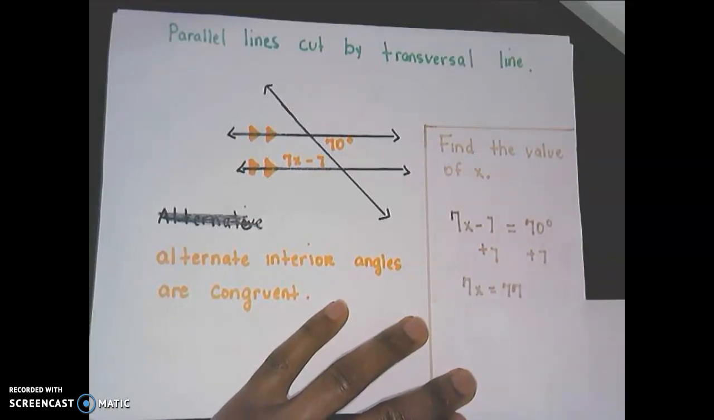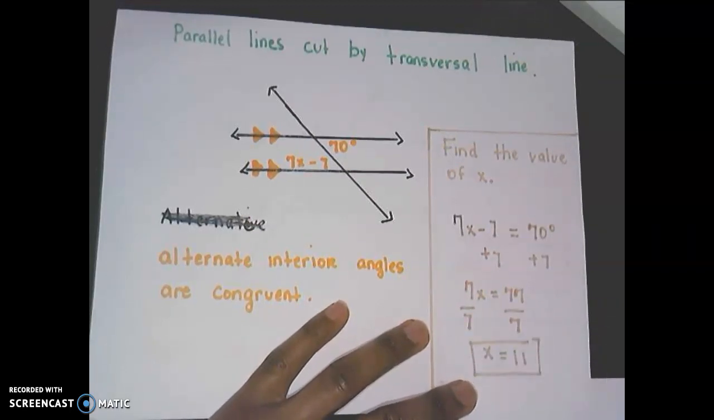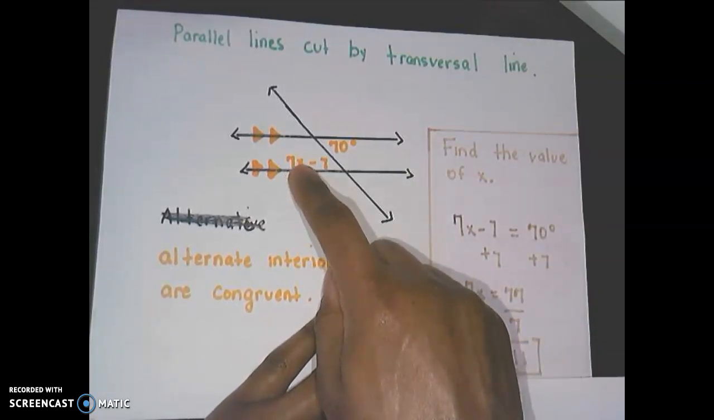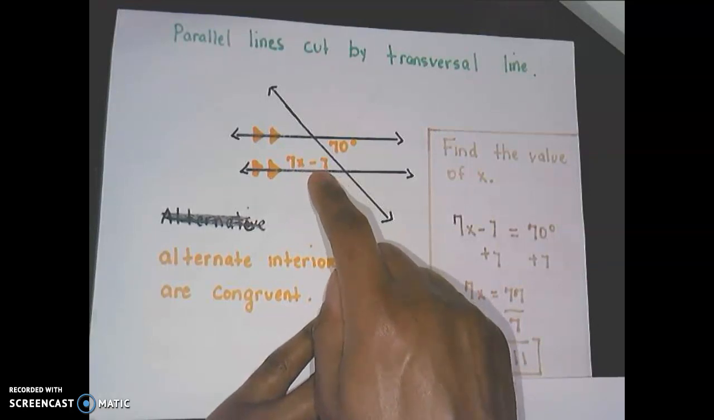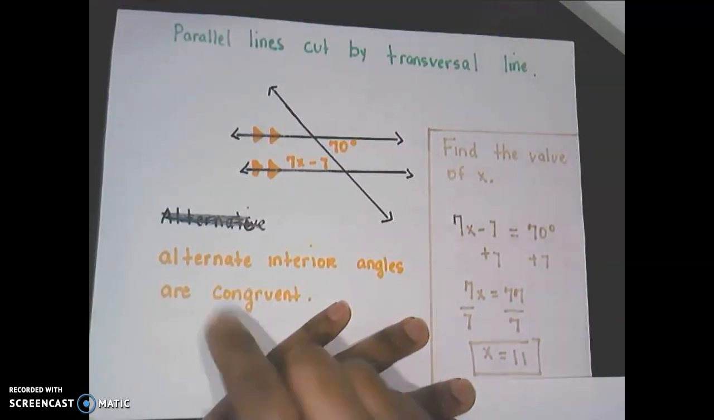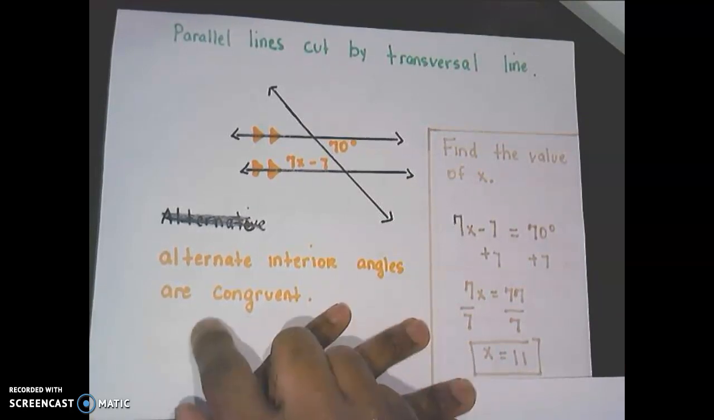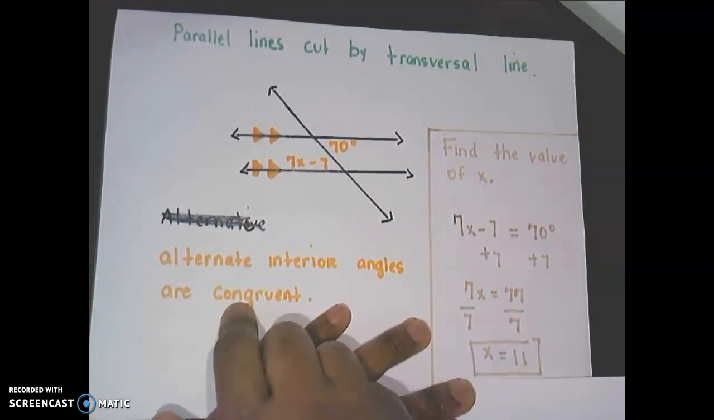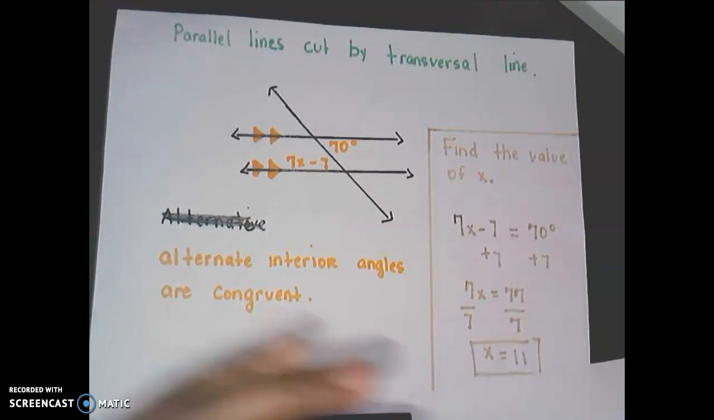So that gives us 7x is equal to 77, and the last thing that we need to do to find the value of x is divide both sides by 7, and so that gives us x is equal to 11. And of course if you plug this back in, you have 7 times 11, which is 77. Minus 7 gives us 70, so these two angles are congruent. All right, so that's the first example, pretty straightforward. And remember, this was alternate interior angles, and they are congruent. And so let's go to the next example.